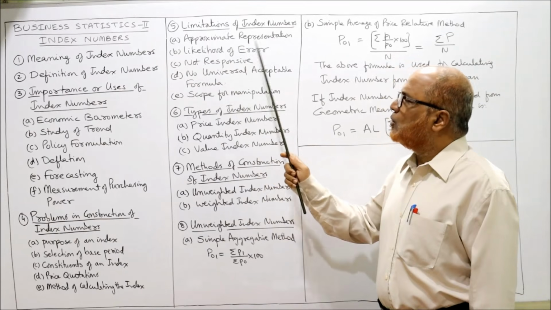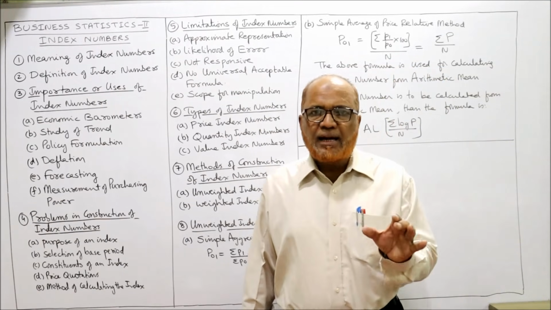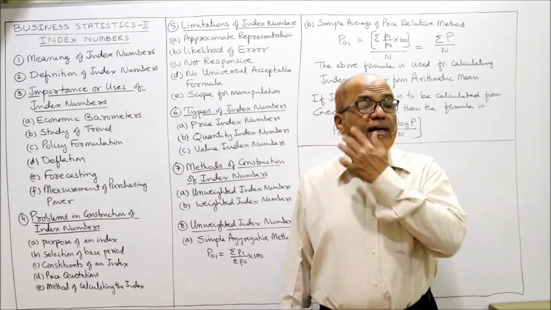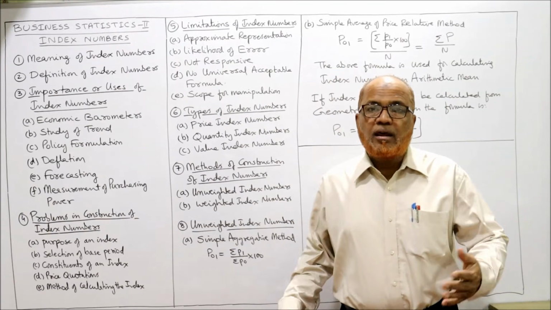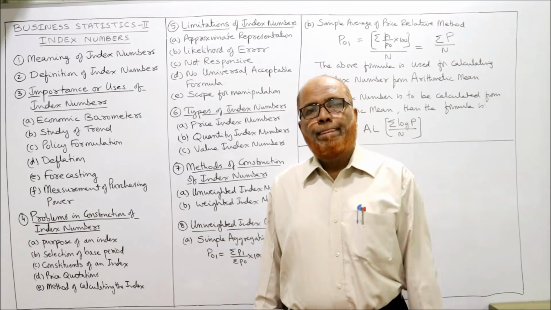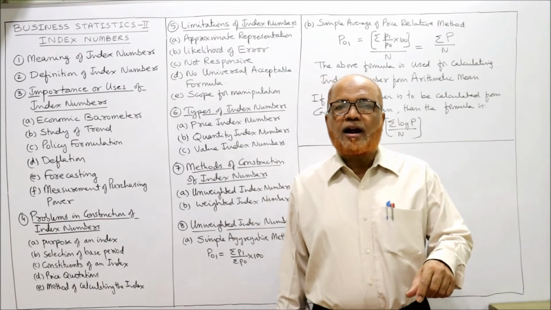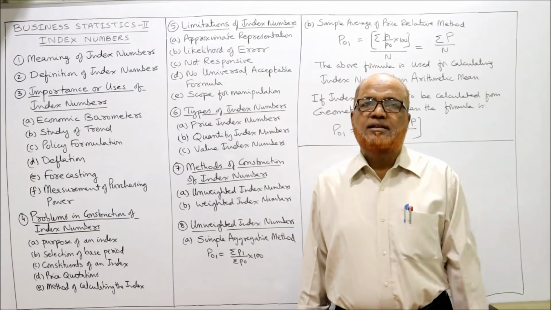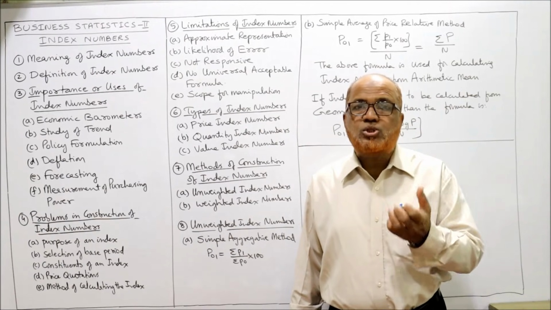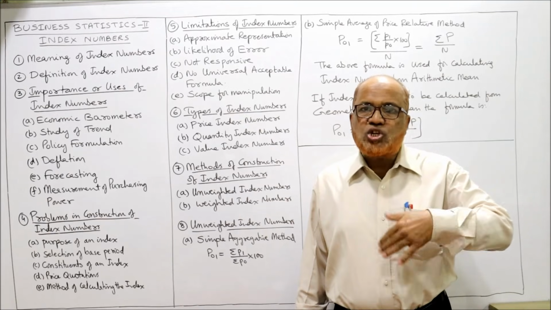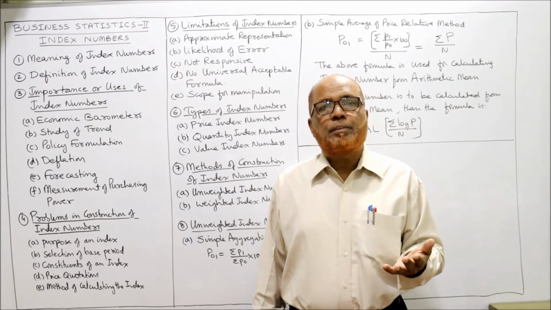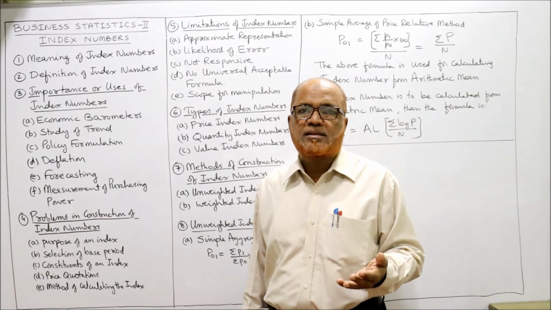The next one, likelihood of error. While calculating this index number, there is a chance, there is likelihood of committing error. Error regarding selecting the base period, error regarding the items to be selected, error regarding the prices to be taken while calculating index number. So there is a chance that error may creep in while calculating index number.